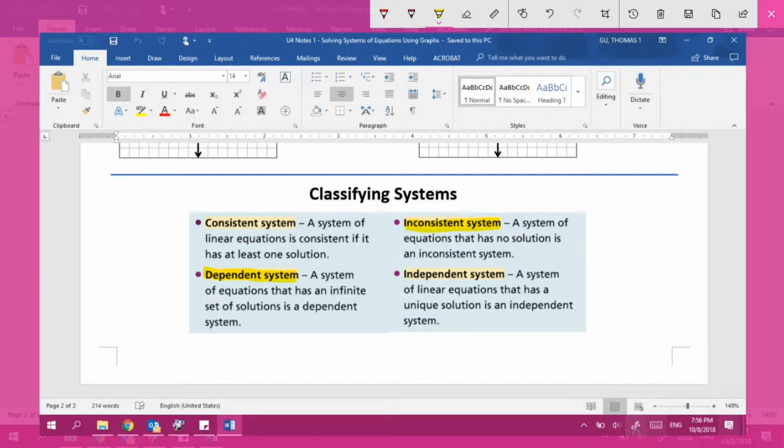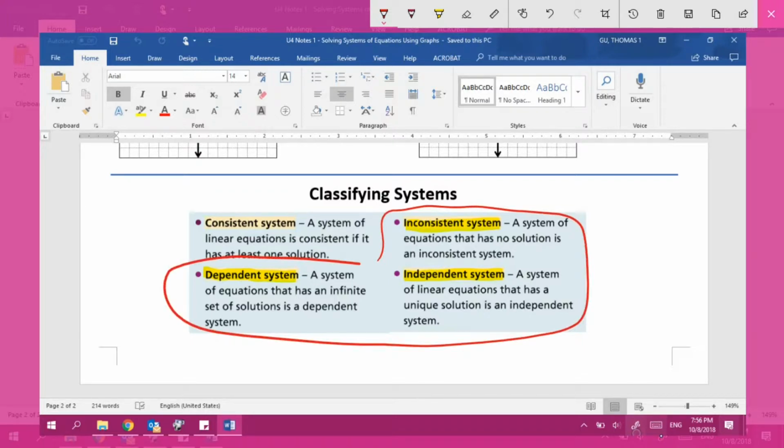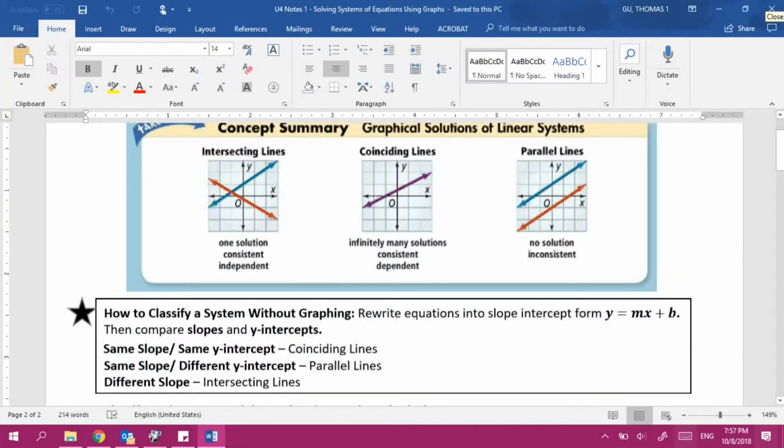And then finally we've got independent system, which is pretty much the same thing as a consistent system. An independent system has at least one unique solution, which means one solution. But mainly we're going to be dealing with these three, so let's just make an effort to remember these three. All right, looking at the back, we've got a visual right here.